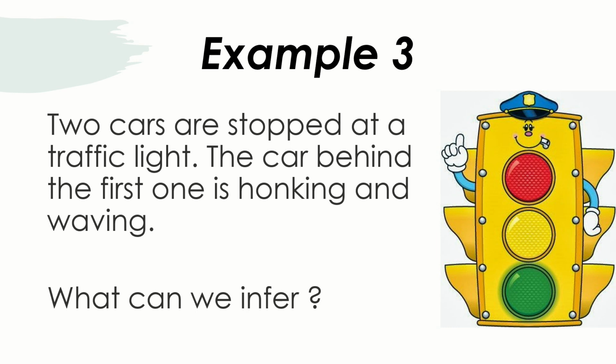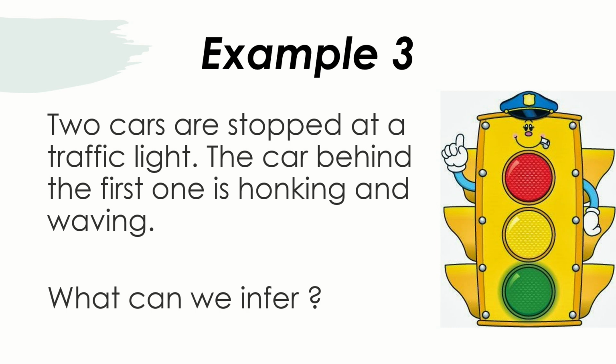Now, two cars are stopped at the traffic light, right? Two cars are stopped at the traffic light. Now, the car behind the first one is honking and waving. What can we infer? Two cars, at the stoplight.